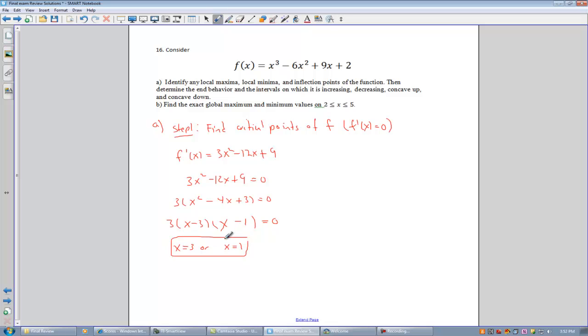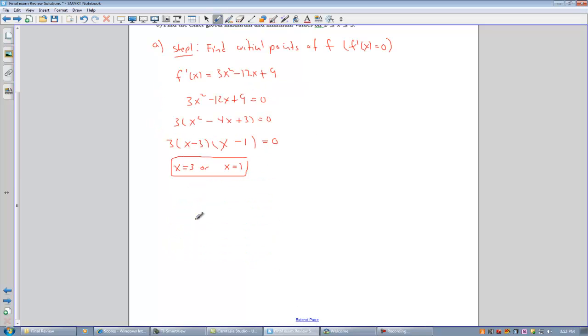Okay. Then I want to do step 2, which is find the critical points not of f, but of f prime. Right, that'll give me possible inflection points. So on step 2, now I want to find the critical points of f prime. So this is when f double prime of x is equal to 0.